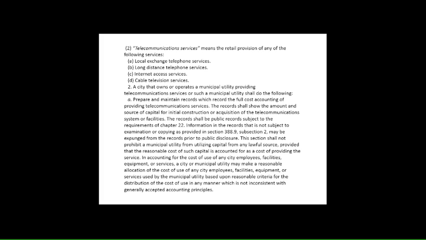This section shall not prohibit a municipal utility from utilizing capital from any lawful source, provided that the reasonable cost of such capital is accounted for as a cost of providing service, which means any place you can borrow the money, including other utilities, is a lawful source. You can get it there. Then you have to go back up. You have to have records show the amount and source of the capital for the initial construction or acquisition.